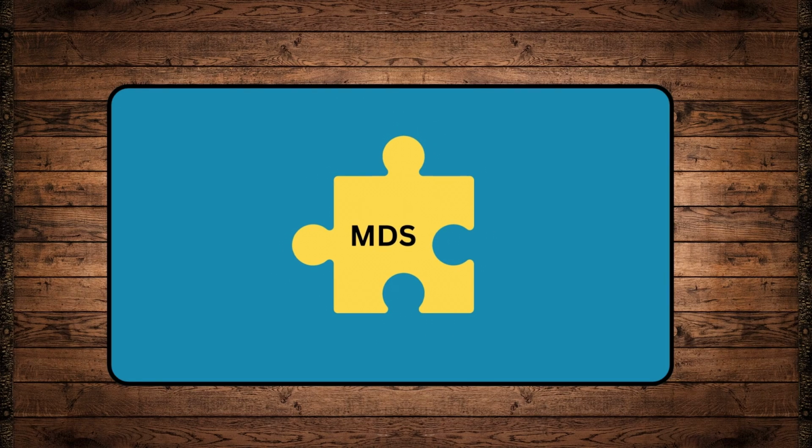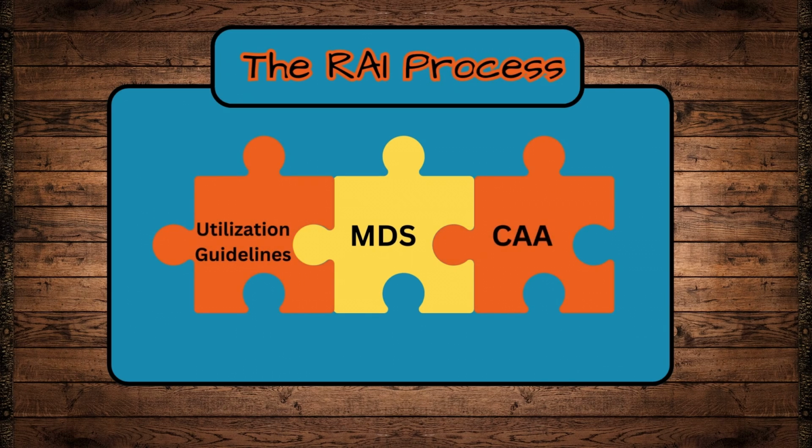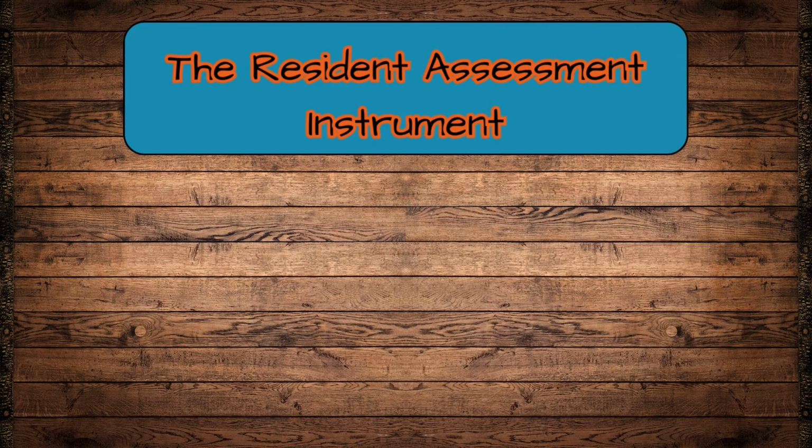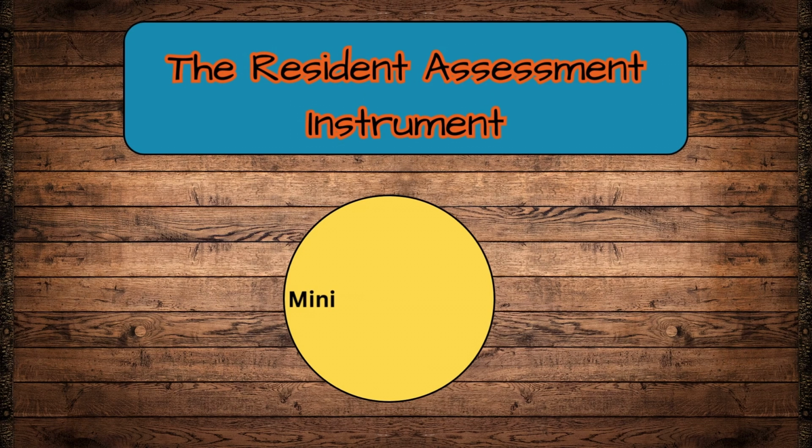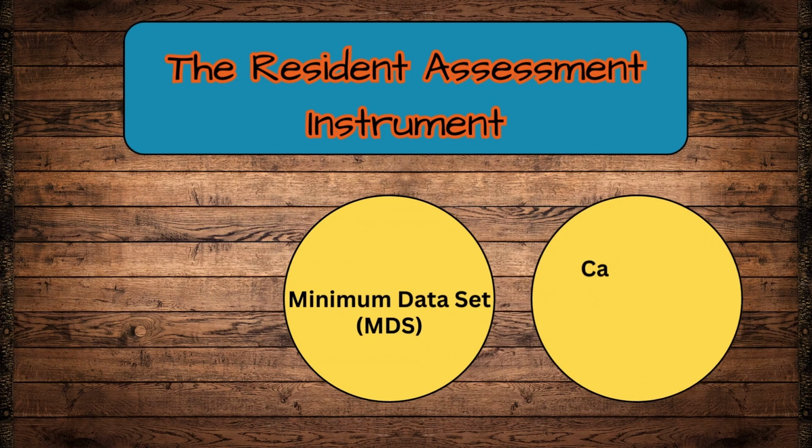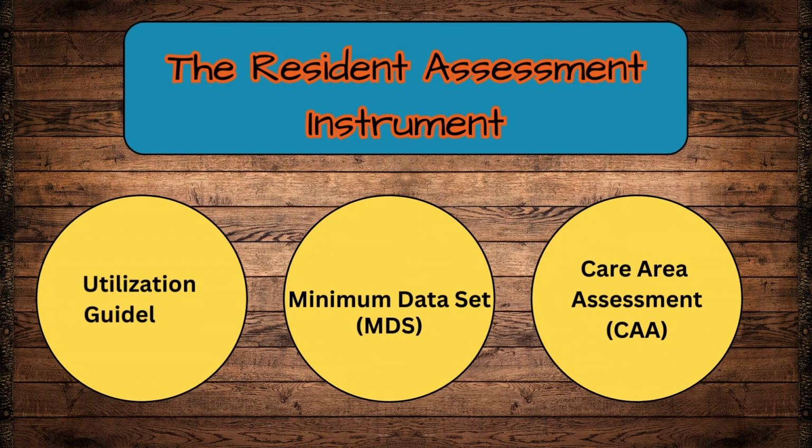So let's talk about the RAI process and what it actually looks like. Many people think that the RAI process is just the completion of the MDS, but it's so much more than that. The MDS is a key component in the RAI, but it's just one piece of the puzzle. The RAI is actually comprised of three components. This includes the MDS, or the minimum data set, the CAA, or care area assessment process, and the utilization guidelines.